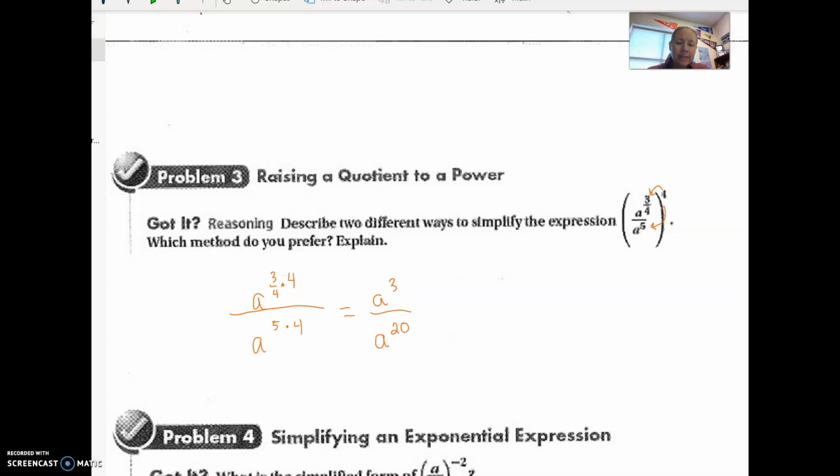And now we can see that they have the same base. So now we would subtract, and we always subtract the bottom from the top exponent. So that would give us a to the negative 17th. And we can't have a negative, so then we have to flip it. So our final answer is 1 over a to the 17th. Okay.